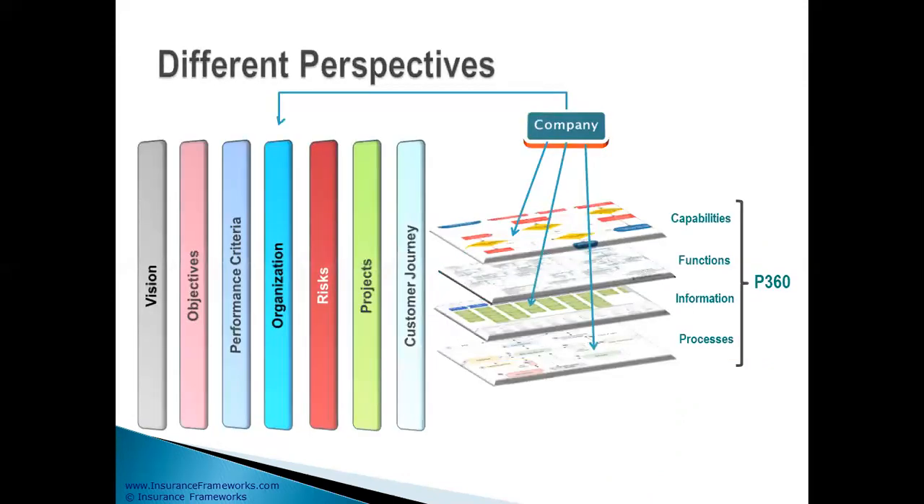The Panorama 360 capabilities, function, information, and processes can then be aligned with the vision, the objectives of the company, the performance criteria, the organization, the risks, the projects, customer journeys, and I'm just naming a few here that can be part of the evaluation of your capabilities and mapping it against your capability map.